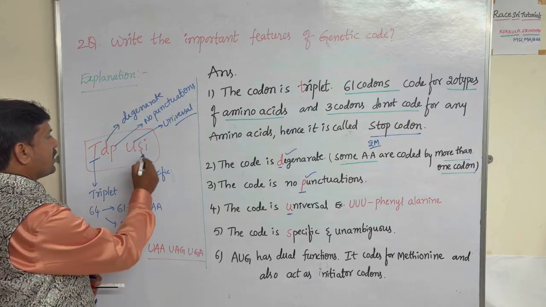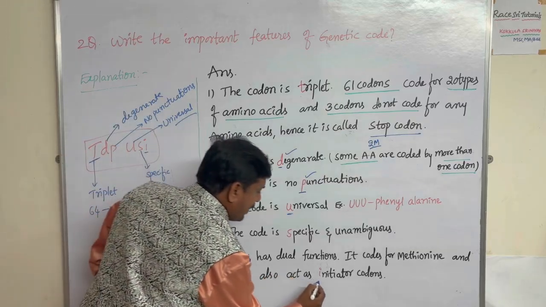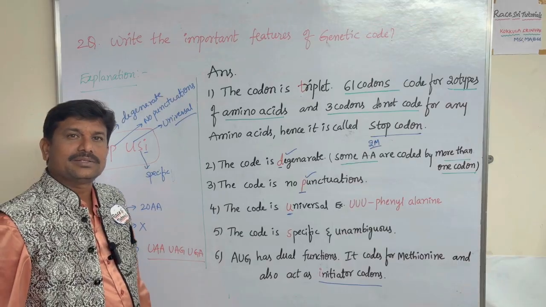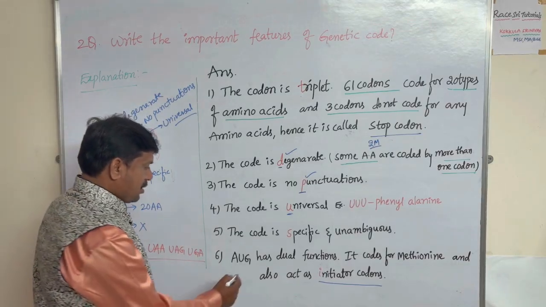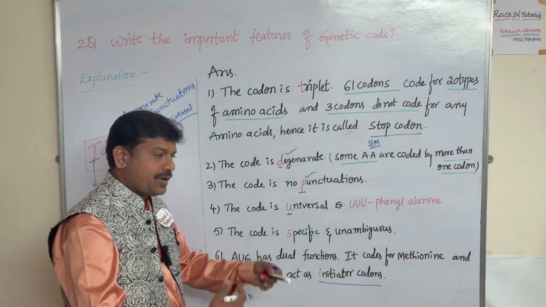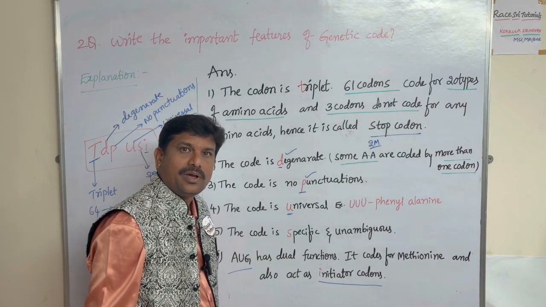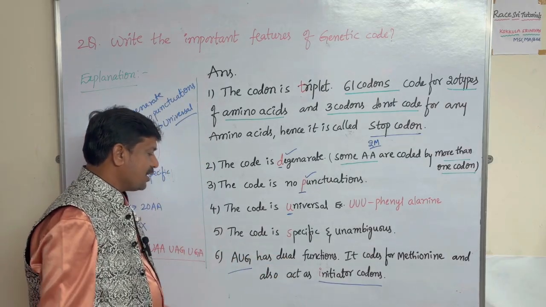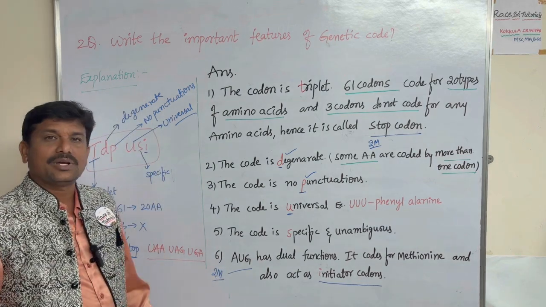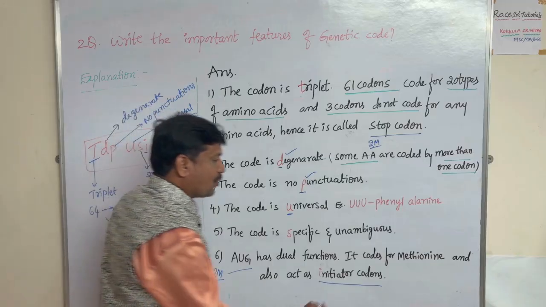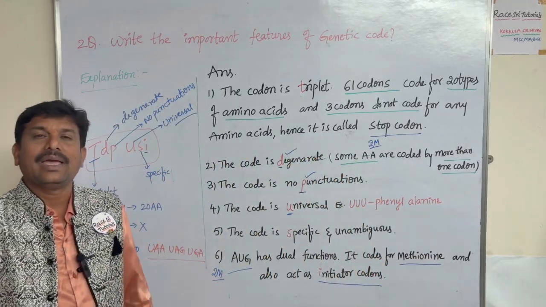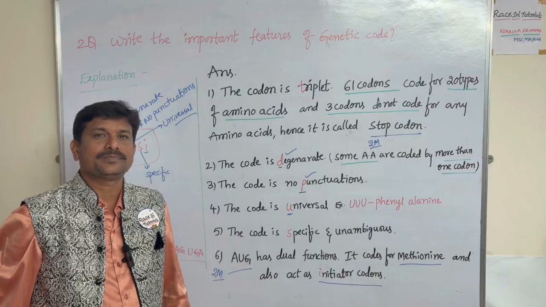Next, the sixth one, I represents what? Initiator codon. Initiator means starting. That is the identification: AUG. In Telugu, what we are saying is, if you are going anywhere, stop there, AUG. This is a 2 marks question. So AUG has a dual function: one is a code for methionine and the other is to act as the initiator codon.